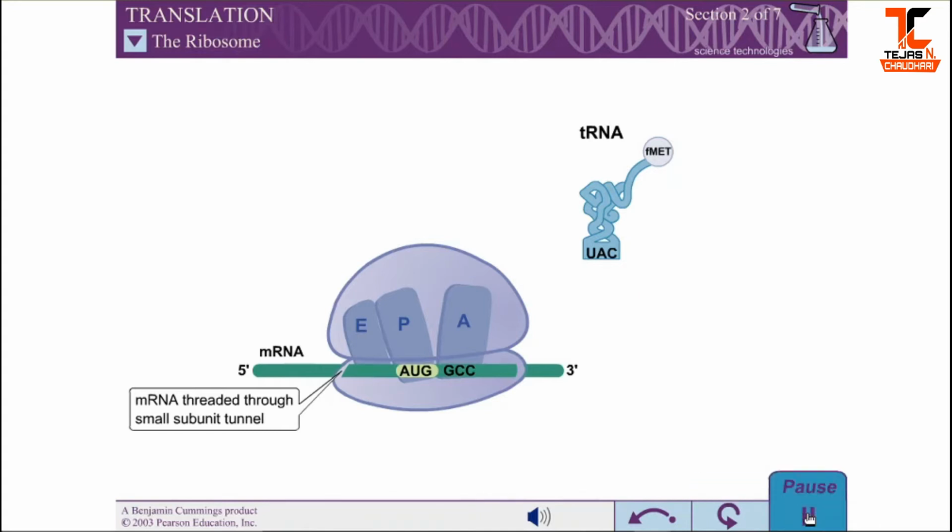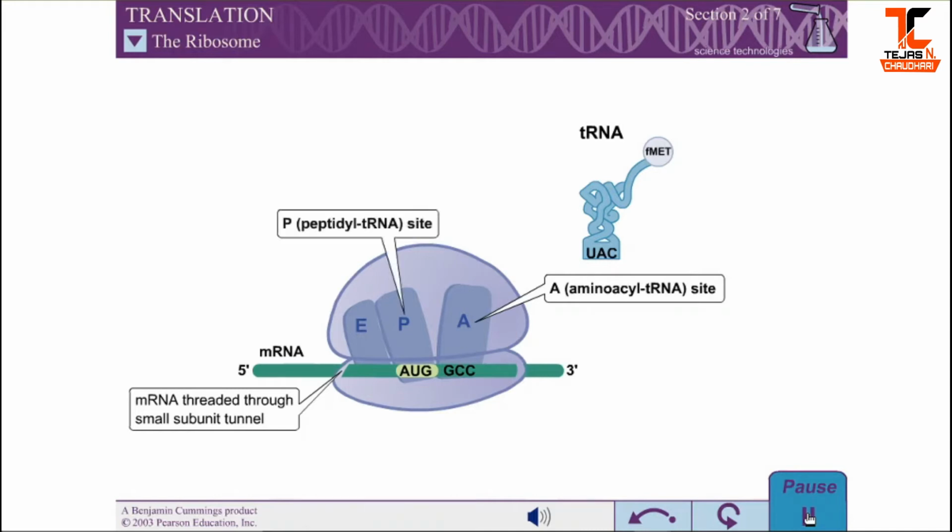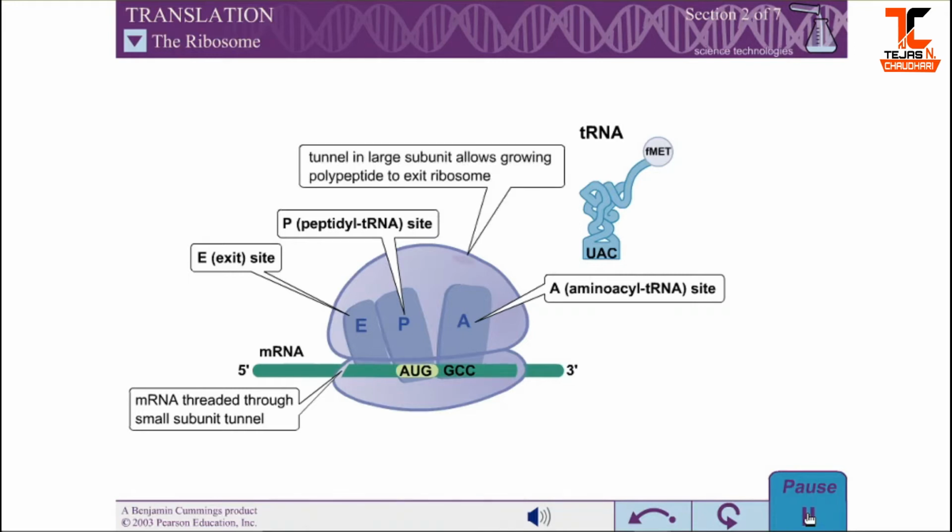The ribosome contains 3 binding sites for holding tRNA. The A site accepts tRNA molecules charged with single amino acids. The P site contains the tRNA linked to the growing peptide chain, and the E, or exit, site is occupied by a tRNA molecule about to be released. The growing protein exits the ribosome through a tunnel in the large subunit.